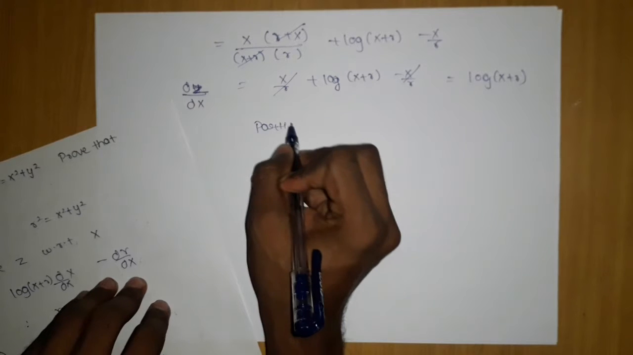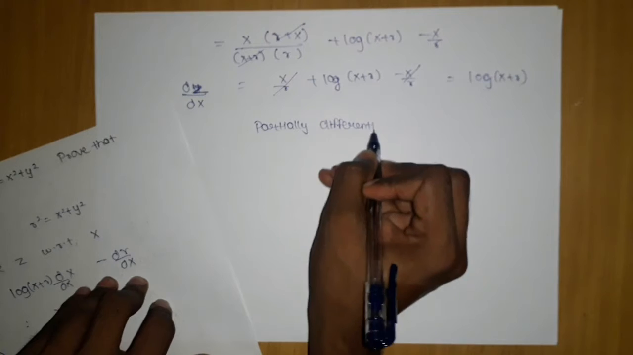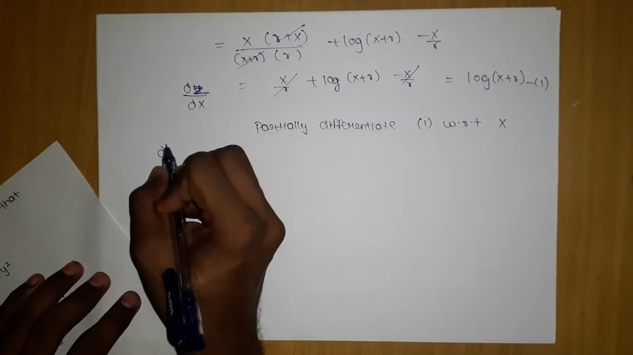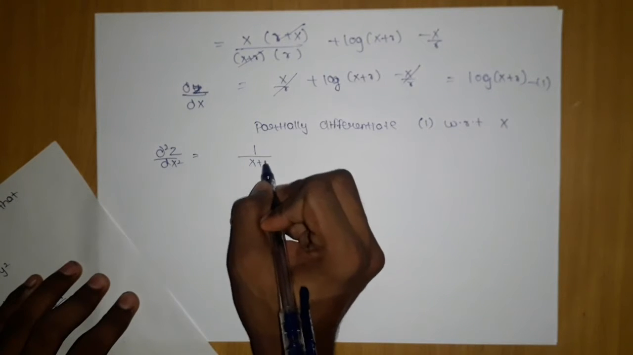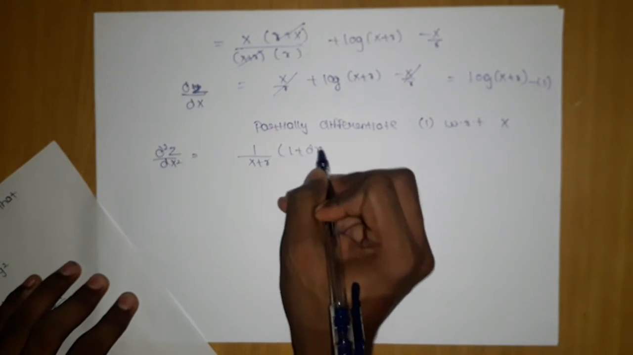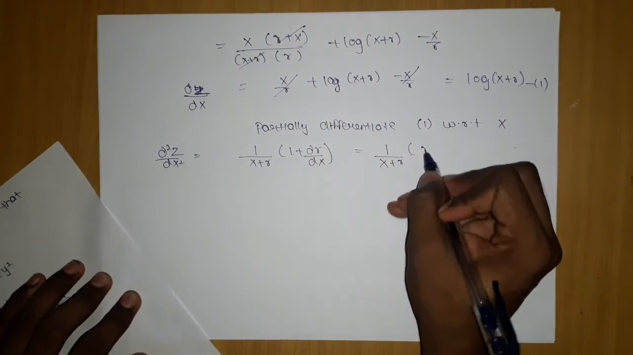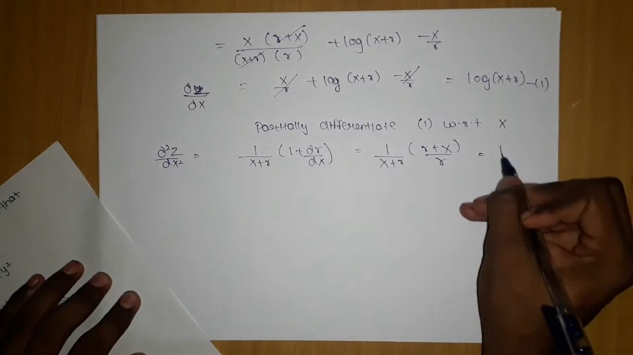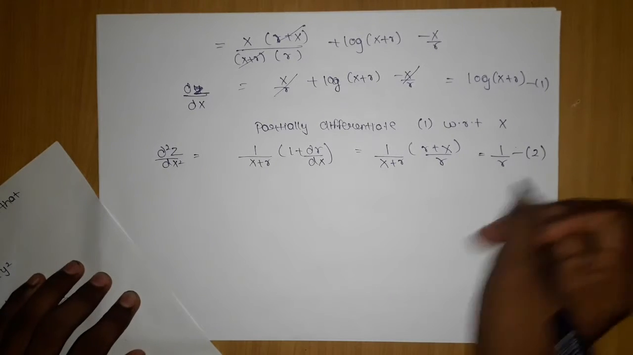Now what we are going to do? Partially differentiate, call it 1, with respect to x. What are you going to get? ∂²z/∂x², which will be what? 1 by (x + r) into (1 + ∂r/∂x), giving you finally 1 by (x + r) into (r + x) by r. So this and this term will cancel out, and you are getting 1 by r. You will call it sum 2.